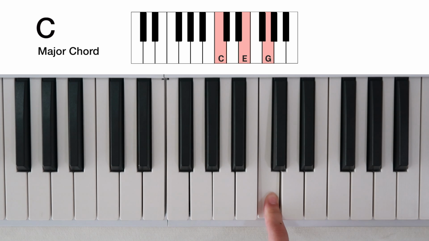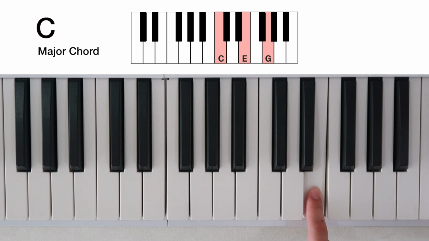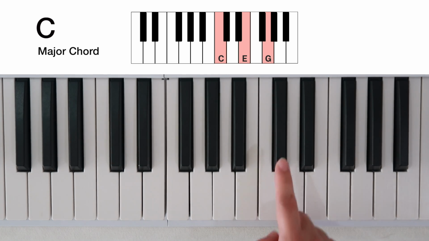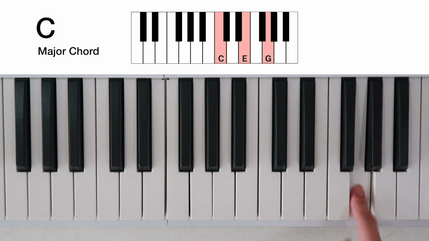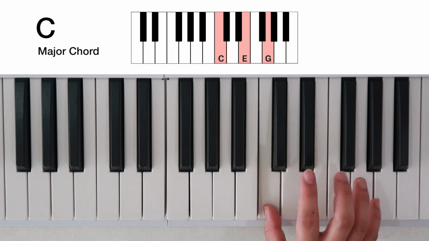Count out 4 semitones. We'll go 1, 2, 3, 4. We have an E. C as the root note. Count out 7 semitones. We'll go 1, 2, 3, 4, 5, 6, 7. That's a G. C major chord. We go C, E, G.